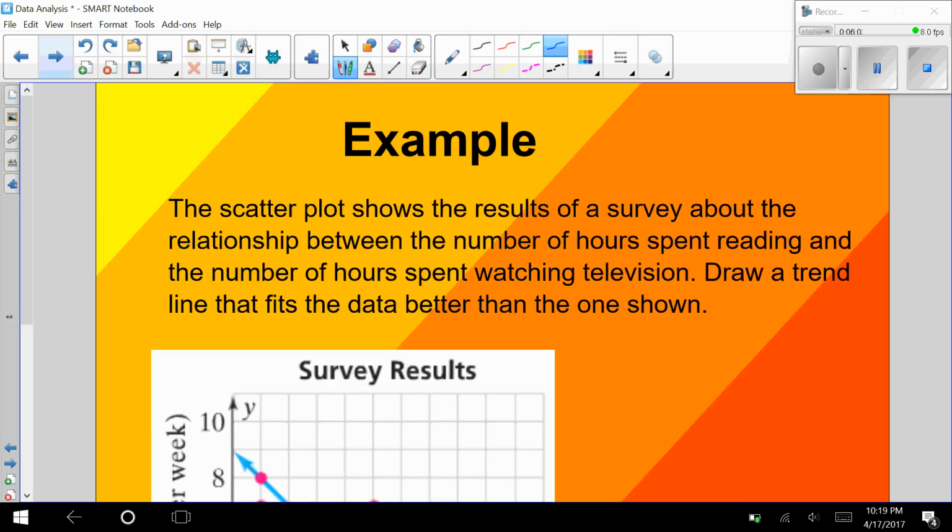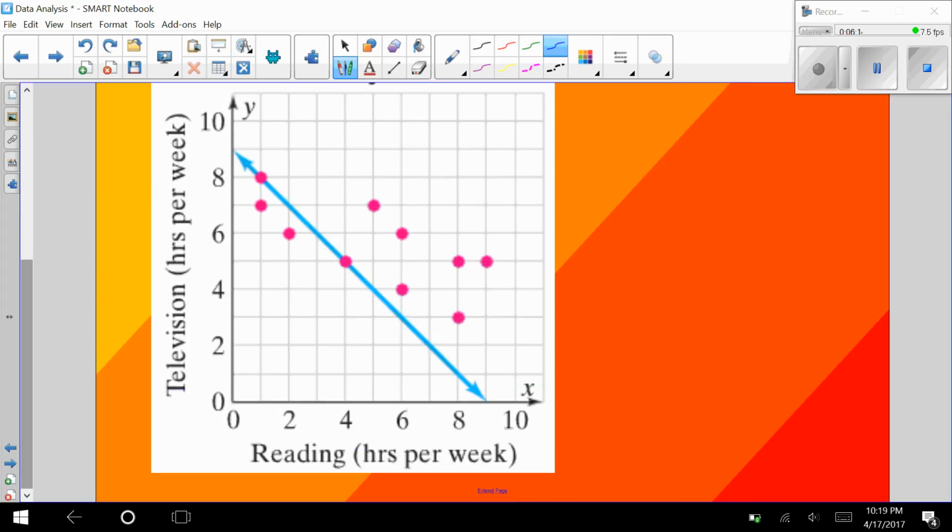All right, this scatter plot shows the results of a survey about the relationship between the number of hours spent reading and the number of hours spent watching TV. We're going to draw a better trend line. This one goes through 2 points. It's got 2 below and it's got 6 above, so it's not that good. We want to try to go through the middle. I think that if we draw a trend line right about here, we go through 2 points, we've got 4 above and 4 below. That is a better trend line. Realize there are multiple answers for these.